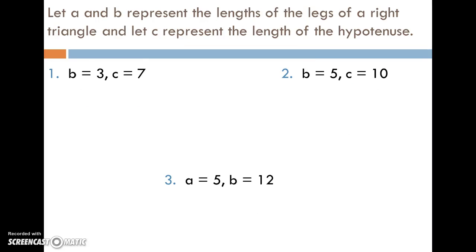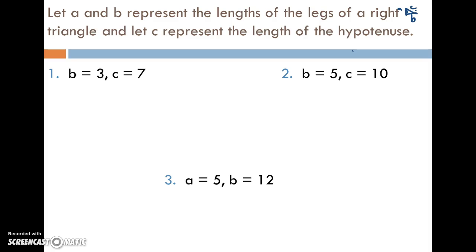Okay, so let a and b represent the lengths of the legs of a right triangle. So you have a right triangle in your head. Here's your a, here's your b, and here's your c. Let c represent the hypotenuse, the side opposite the right angle. For number 1, they are telling you that b is equal to 3 and c is equal to 7. They would like for us to find the missing length.